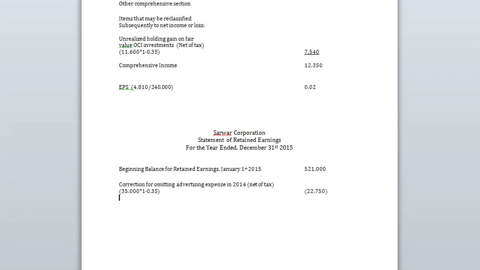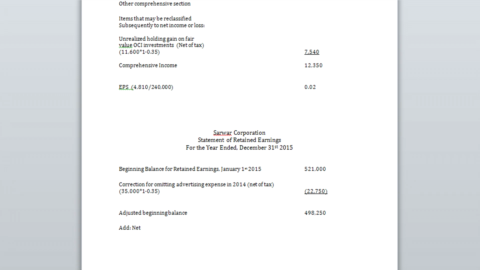So now we're going to calculate our adjusted beginning balance. This is very straightforward. We're simply going to take our beginning balance and subtract or add any errors that we changed during the year, or that we forgot to include in prior years and that we were adjusting. In this case, we only had the one, so it's just going to be $521,000 minus $22,750, giving us an adjusted beginning balance of $498,250. And from here on out, the statement gets rather easy.